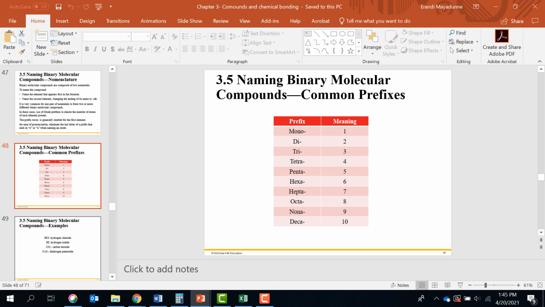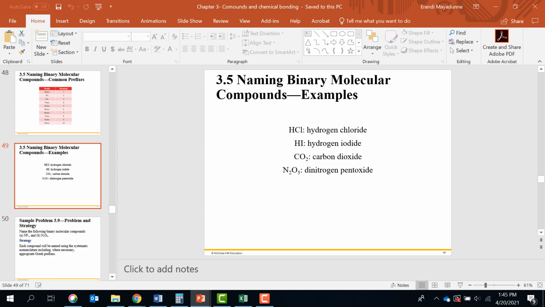So always in binary compounds, the prefixes come in the name. If it is one, we write mono, but not for the first element. So one is mono, di is two, tri is three, like that. For example, HCl: one hydrogen, one chloride. Usually, if it is one, we don't say mono. We just say hydrogen chloride, carbon dioxide, dinitrogen pentoxide. Like that, we name with the number of atoms.